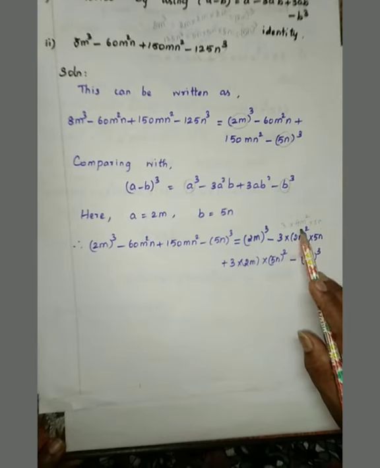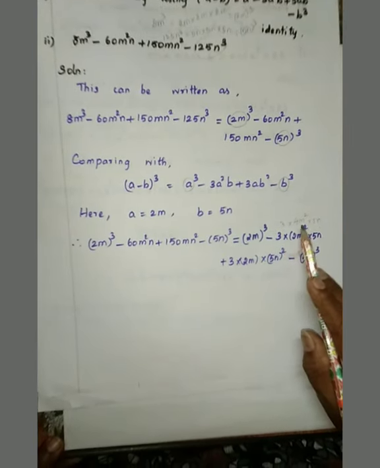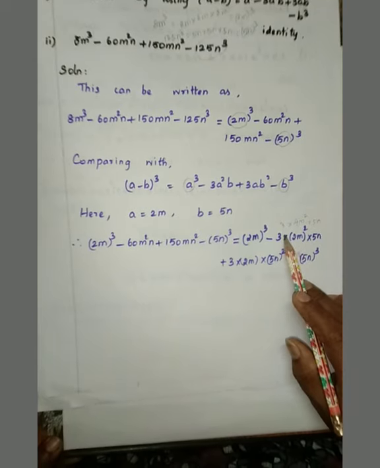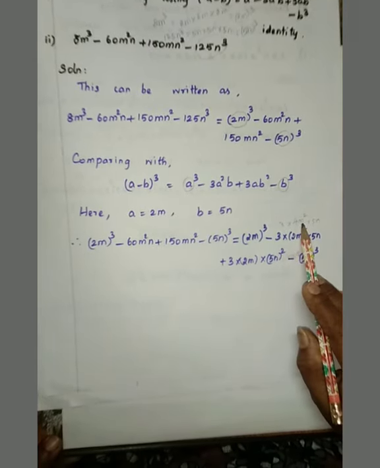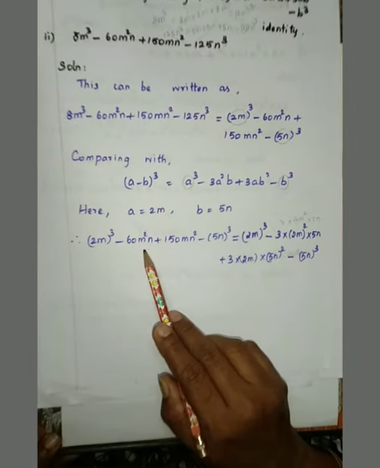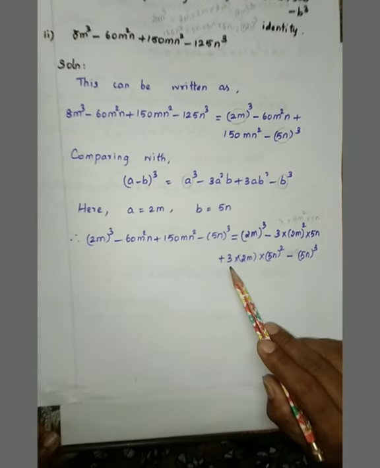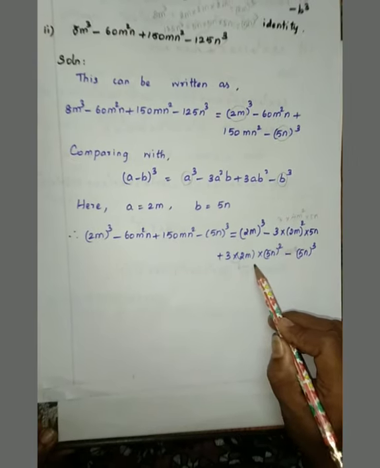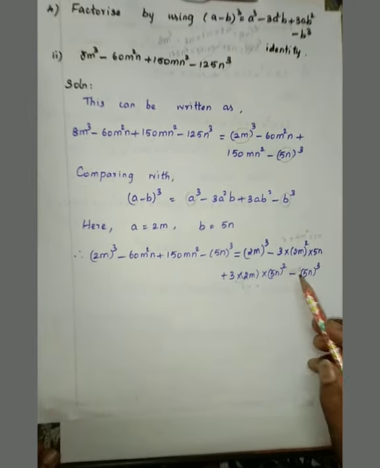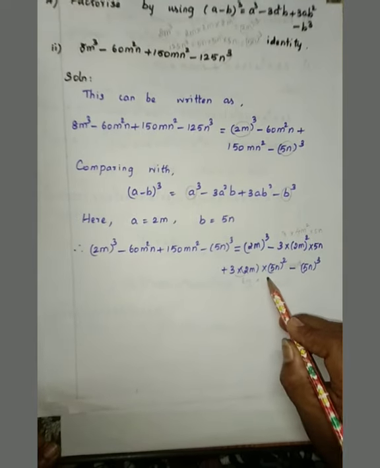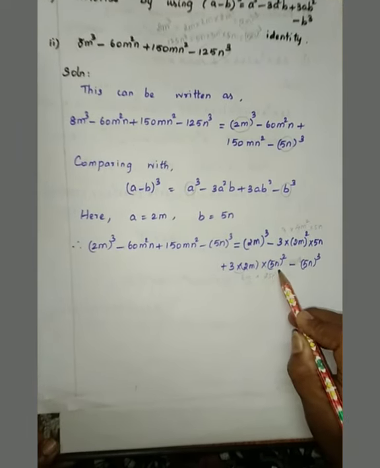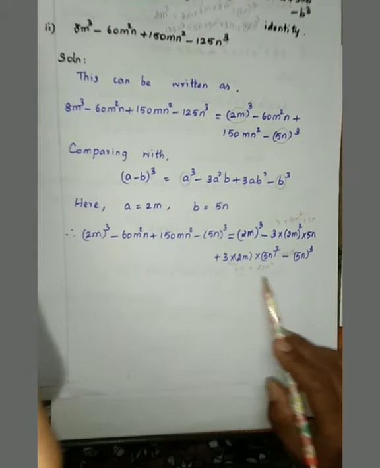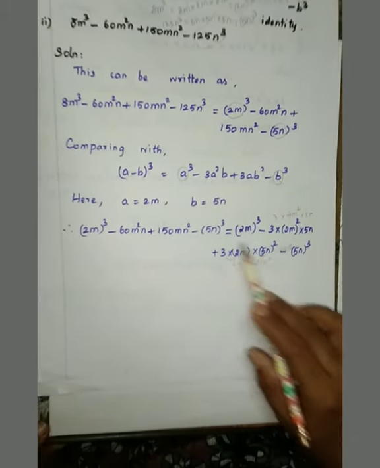4 5s are 20, 20 3s are 60, so 60m square n. Then 3 into 2m, that is 6m. When you multiply these two, you get 6m. Then 5n the whole square, that is 5n into 5n, that is 25n square. 25 6s are 150 n square, minus 5n the whole cube.